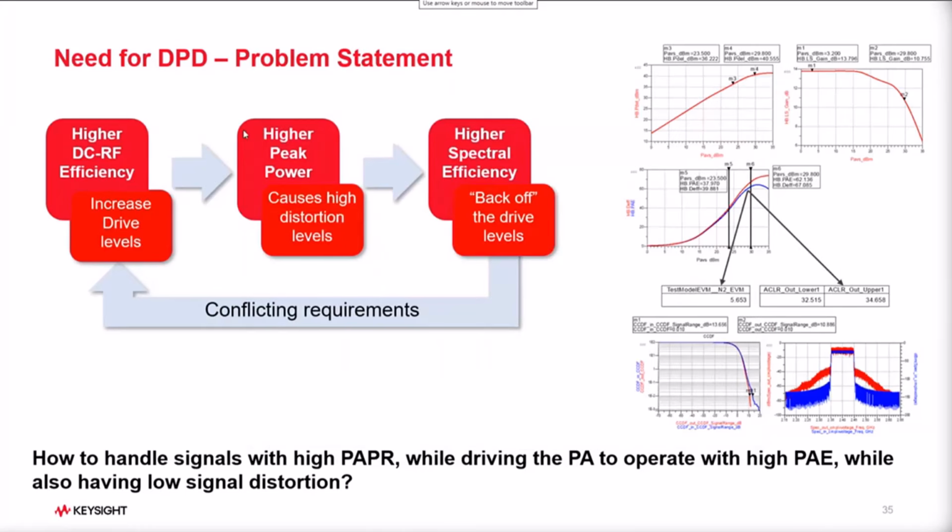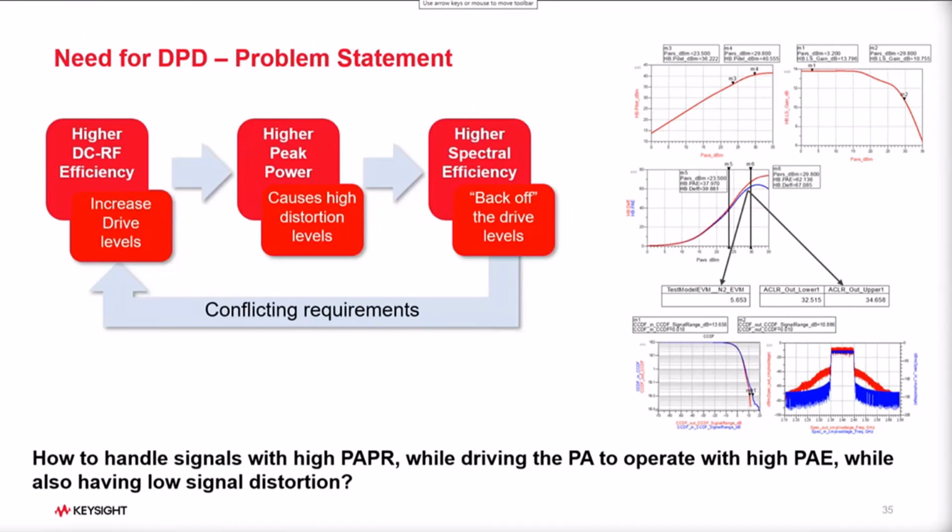All right, so let's come quickly to DPD. You want to achieve higher DC to RF efficiency. That means you need to increase the drive level. With higher peak power, you cause higher distortion because you are operating in saturation. So to achieve higher spectral efficiency, meaning achieve linearity, you need to back off the drive level. And once you start backing off, let's say from this M4 marker towards this region, what happens? You see this efficiency goes down. Your linearity goes up. That means your ACPR will improve. Everything nice will happen.